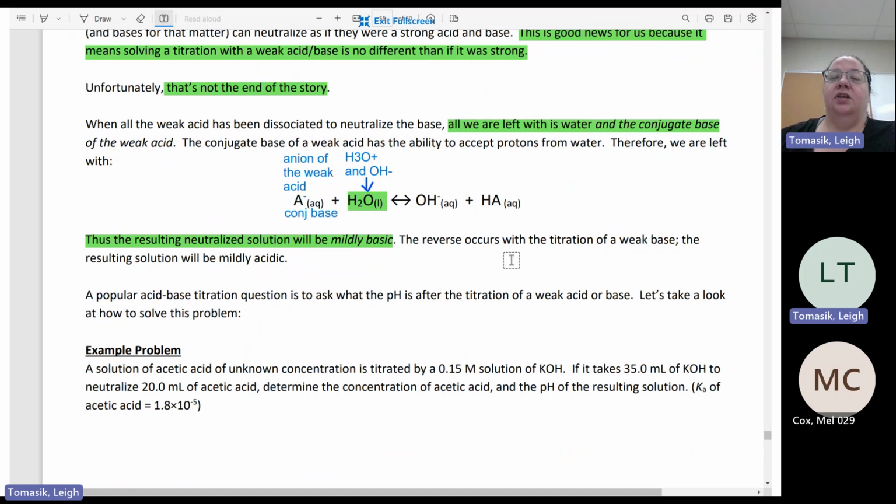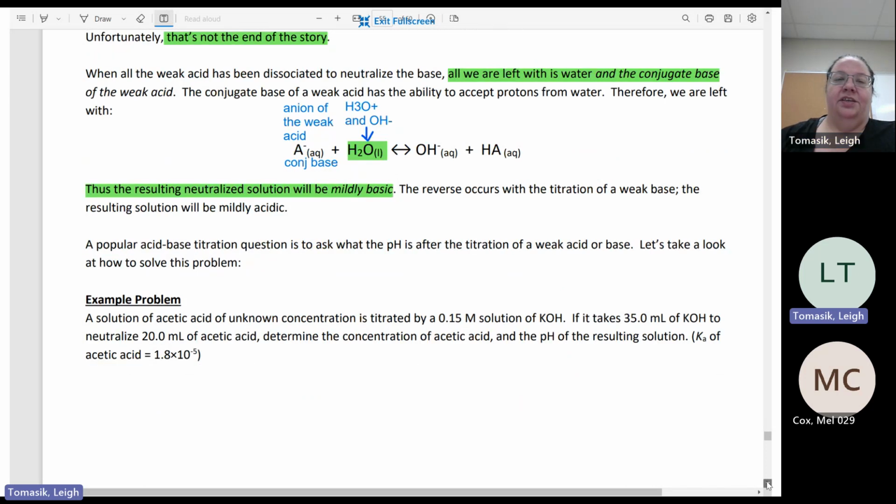The reverse occurs with the titration of a weak base. If you titrate a weak acid with a strong base, it'll be mildly basic. If you titrate a weak base with a strong acid, the resulting solution will be mildly acidic. A popular acid-base titration question is to ask what the pH is after the titration of a weak acid or base. So let's take a look at how to solve this problem.